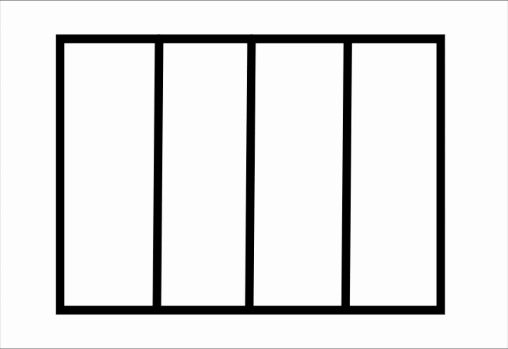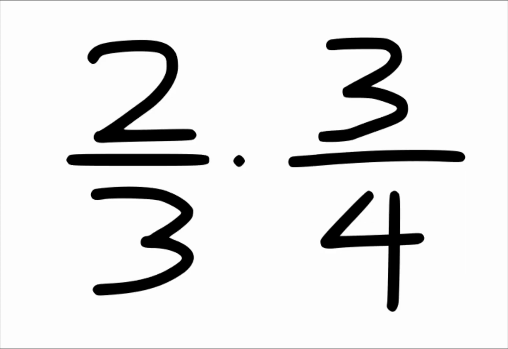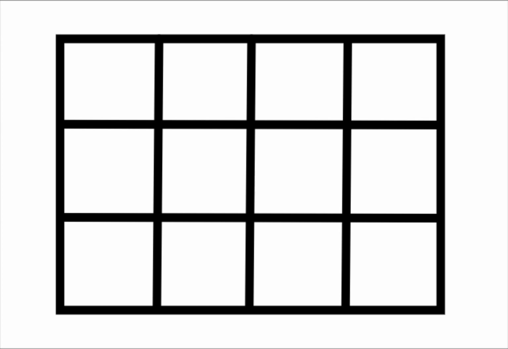Suppose an area. Now it's in thirds. This is 2/3. Now it's in quarters horizontally. This is 3/4. Now let's multiply them. So like this, we have quarters horizontally and thirds vertically. And if we have length times length, we get an area. In this case, that area has height 2/3 and width 3/4.